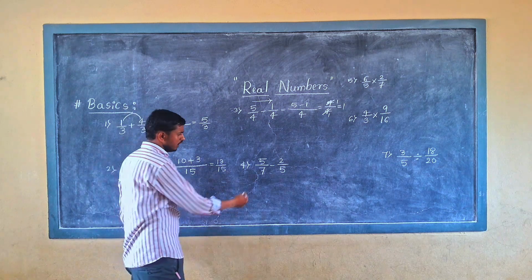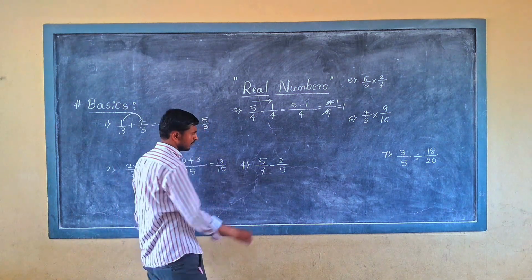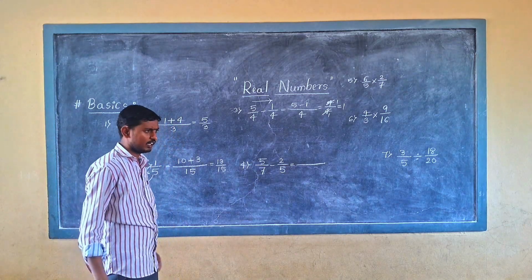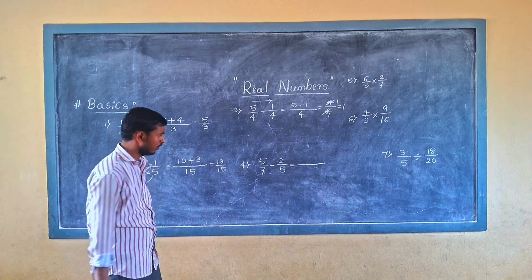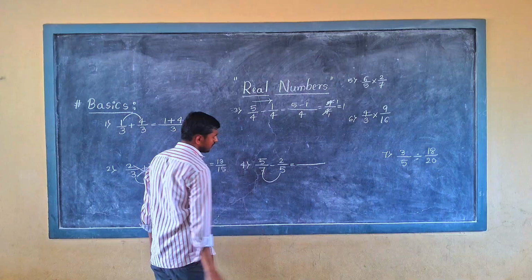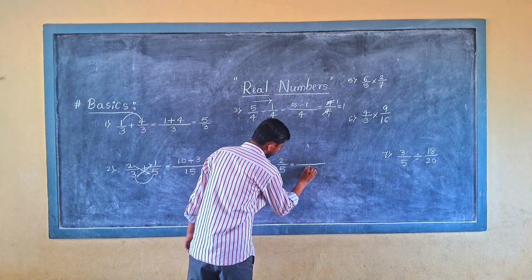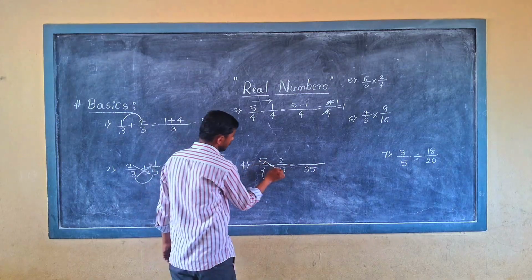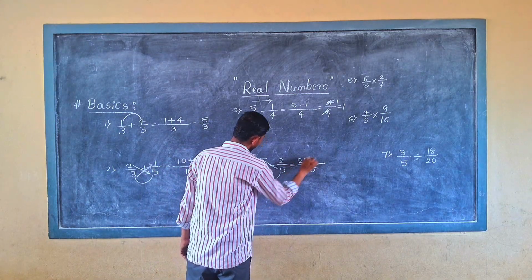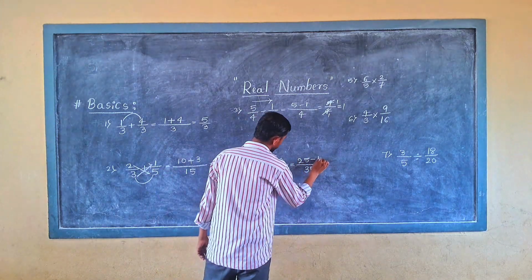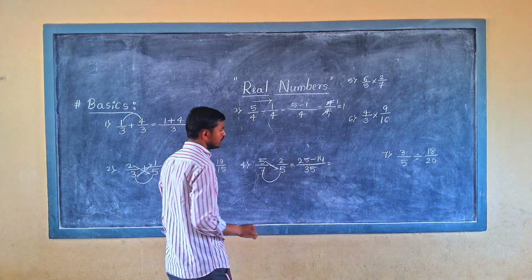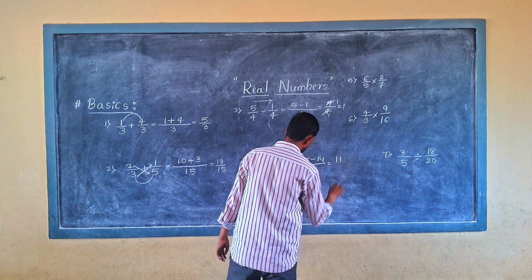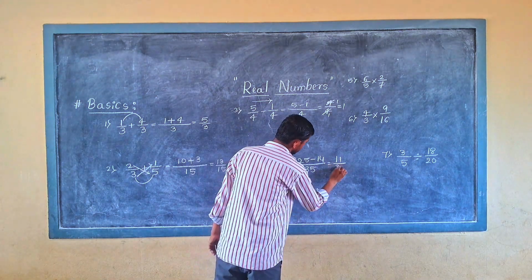Here the denominators are different. If the denominators are different, we use the cross multiplication method in addition, and in subtraction also. 7 5s are 35, cross multiply, 5 5s are 25 minus 7 2s are 14, is equal to 25 minus 14 is 11 upon 35.